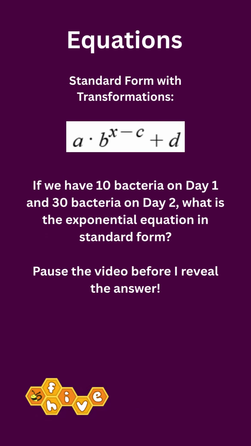Our next equation is a standard form with transformations, which is a times b to the power of x minus c plus d. And c is our horizontal shift and d is our vertical shift.